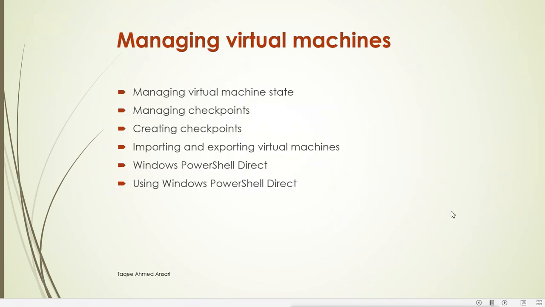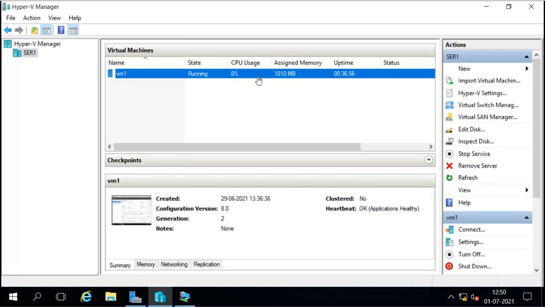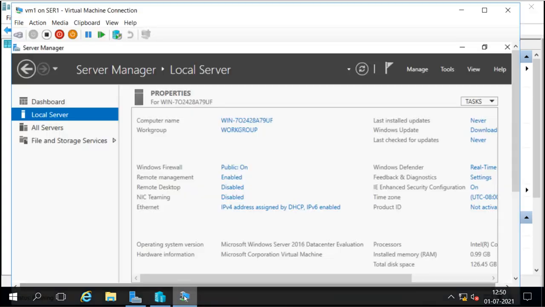Now managing virtual machines. Managing virtual machine states, that means virtual machine states define what resources are being used. So we have off state, starting, running, paused and saved state. These are the different states we have, and these states decide how many resources are going to be used by the virtual machines. Right now the virtual machine is running, so it is using the resources available, like the maximum resources it can get. It is using the processor and the RAM, because right now it is in use.